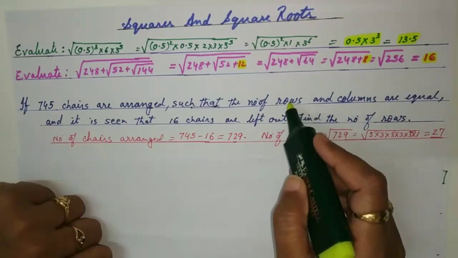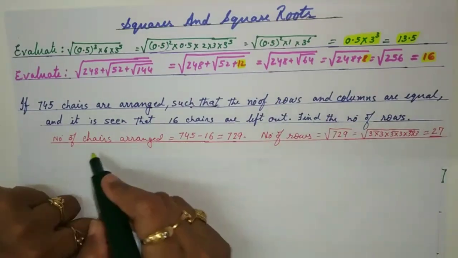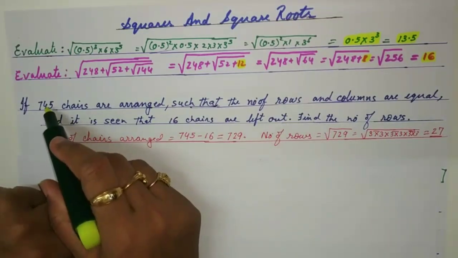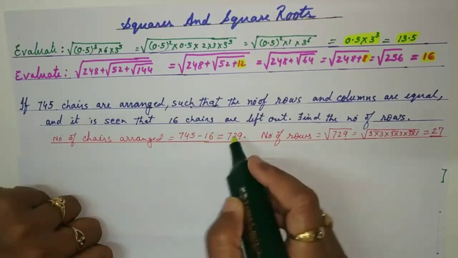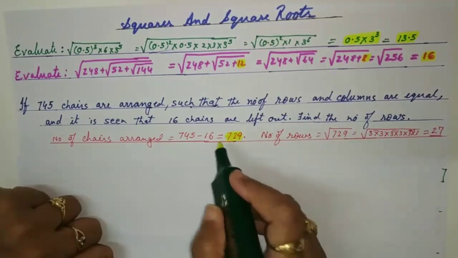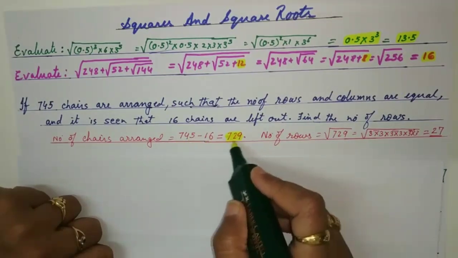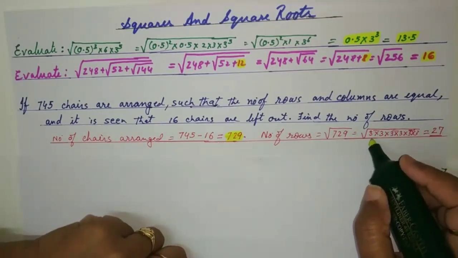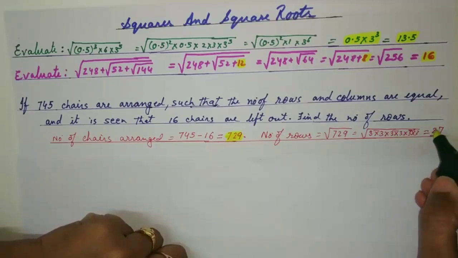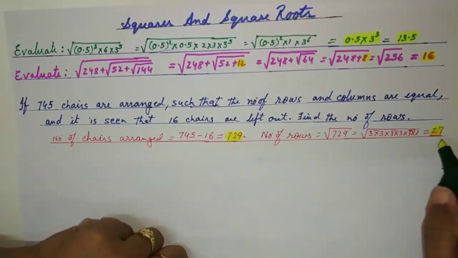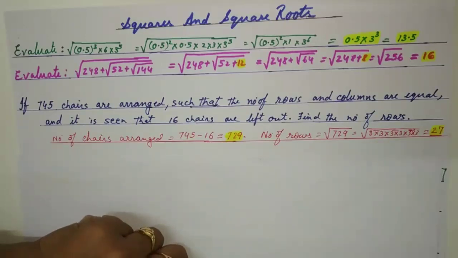So if it is equal number of rows and columns, it is straight away the square root. So square root of not 745, square root of 745 minus 16. Why? Because 16 chairs are left out. So it is 745 minus 16 is 729. Square root of 729 on finding out the prime factors, it is 27. I'm not repeating this step because we have done this in the first 2 pages. So either you remember the square or you solve it.